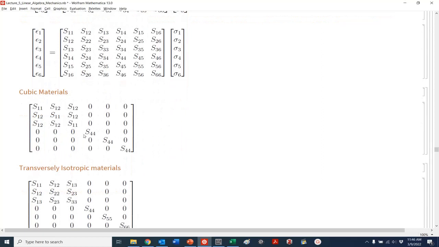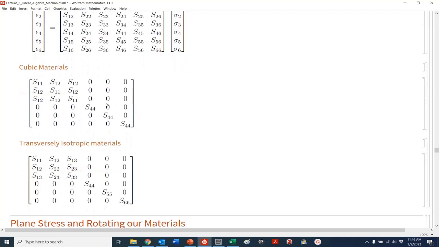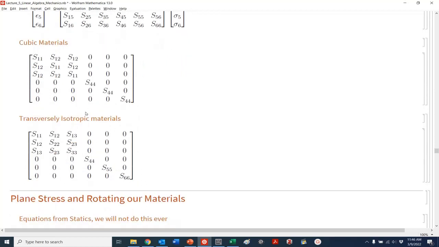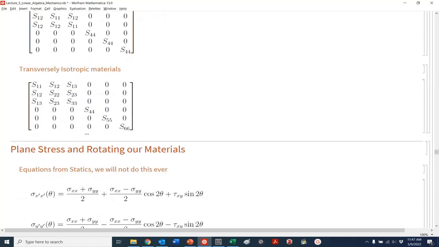And you'll see that for cubic materials, the number of unique values in this tensor can change depending on the symmetry. So cubic has the most symmetry. It's going to have the least independent number of these variables here, and the same thing for transversely isotropic materials. So when you get into these problems, if you're given stress and strain, you could use linear algebra to work with this.